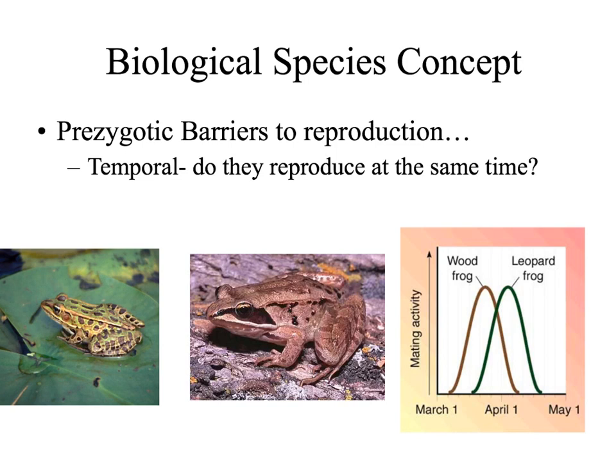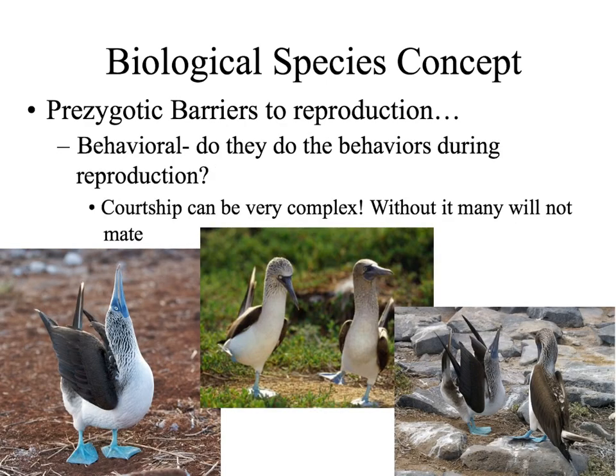If we look at these two frogs, the leopard frog and the wood frog, we see that they look fairly similar. However, the wood frog and the leopard frog reproduce at different times during the year. The third type of prezygotic barrier is behavioral isolation. Do the behaviors of these organisms match?